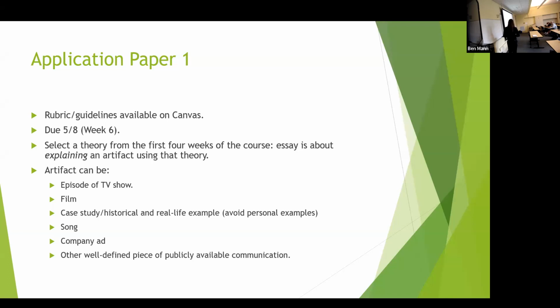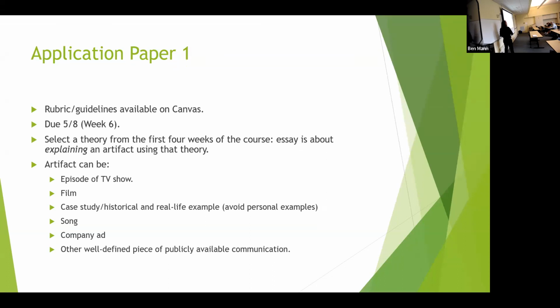Any questions on this paper? Again, it's not due for 3 weeks, but I wanted to give you the chance to start thinking about and looking at possible things to analyze in this assignment.